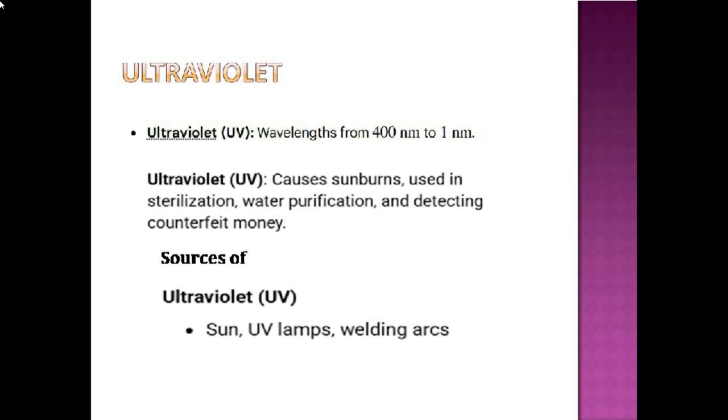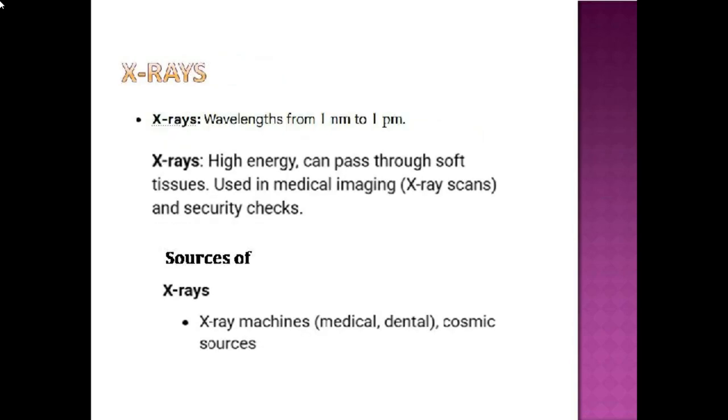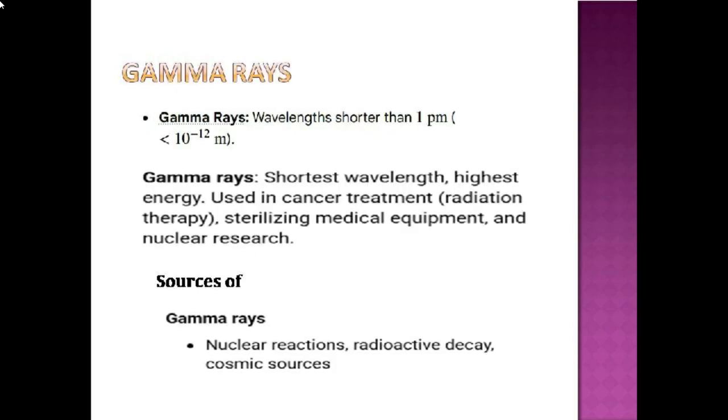X-rays, its wavelength ranges from 1 nanometer to 1 picometer. It is high energy, can pass through soft tissues, used in medical imaging, X-ray scans and security checks. Its sources are X-ray machines, medical and dental, cosmic sources, etc. The gamma rays, the wavelength is shorter than 1 picometer or less than 10^-12 meter. Gamma ray is the shortest wavelength, highest energy, used in cancer treatment, radiation therapy, sterilizing medical equipment and nuclear research. Sources of gamma rays are nuclear reactions, radioactive decay, cosmic sources.